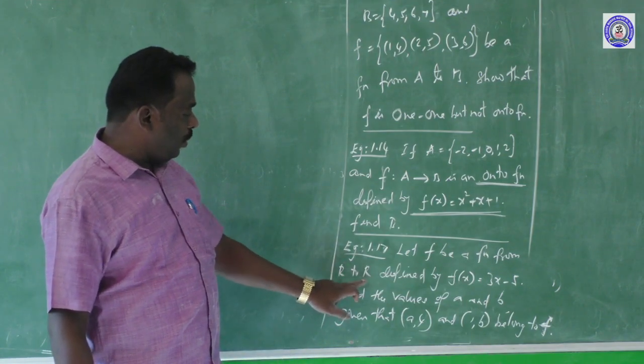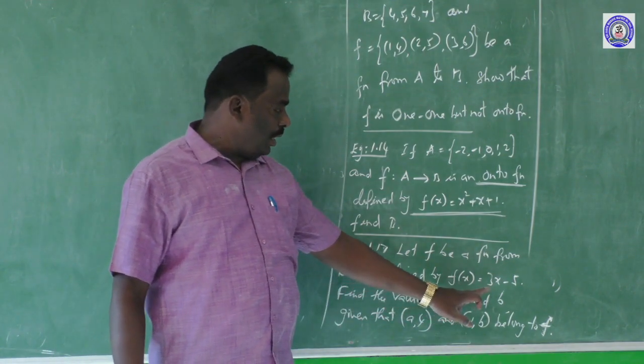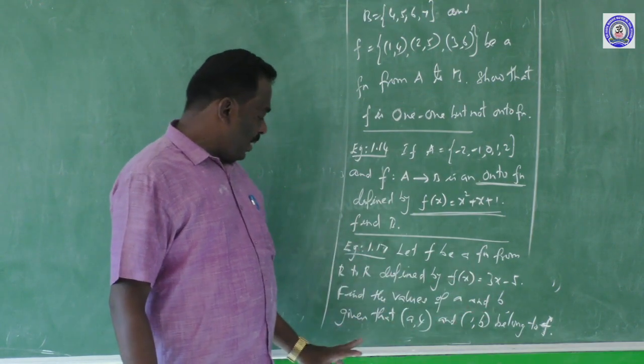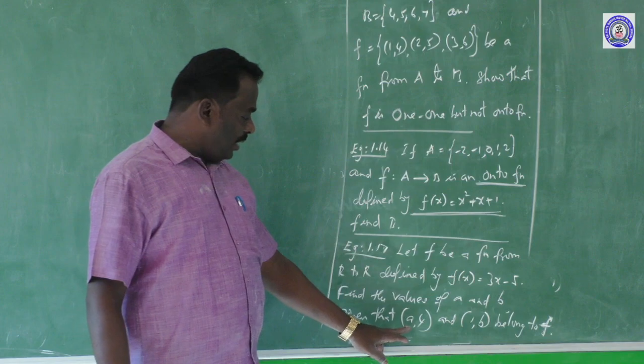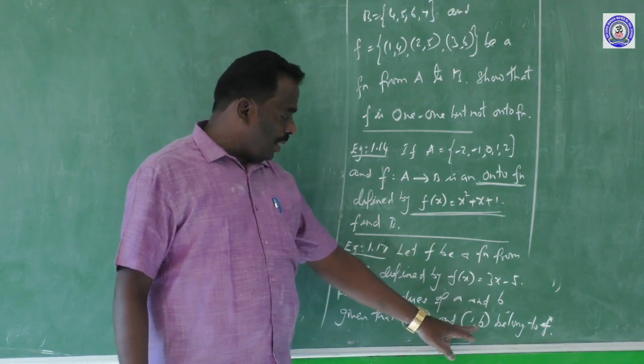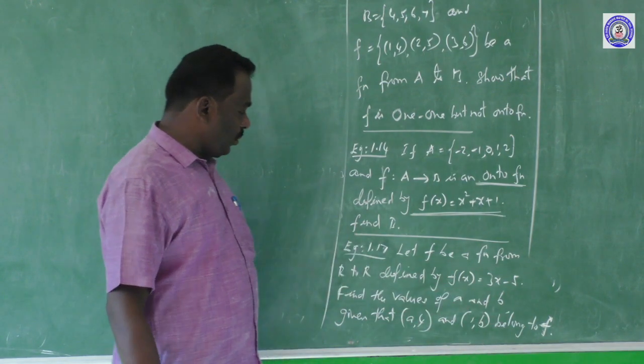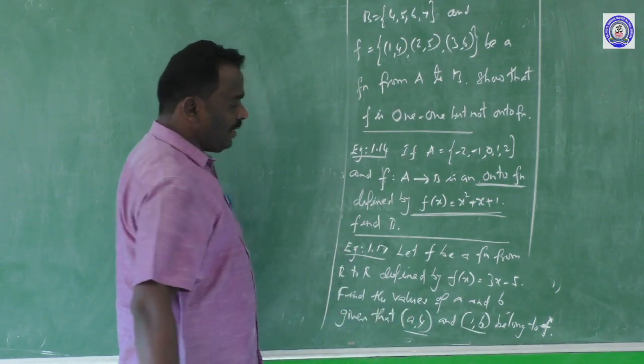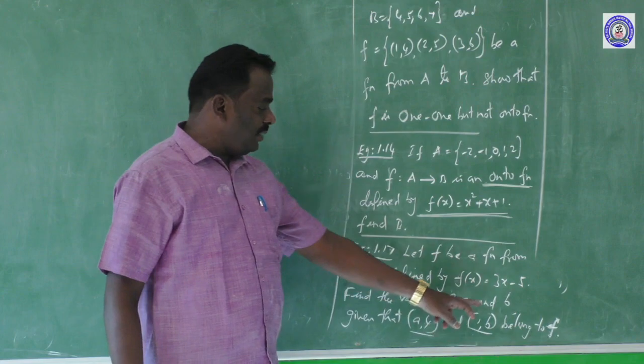The function from real numbers to real numbers is defined by f of x equal to 3x minus 5. Then find the values of a and b. What is given? (a, 4) and (1, b) belong to the function. So there are two ordered pairs of the function given. Using these ordered pairs, find the values of a and b.